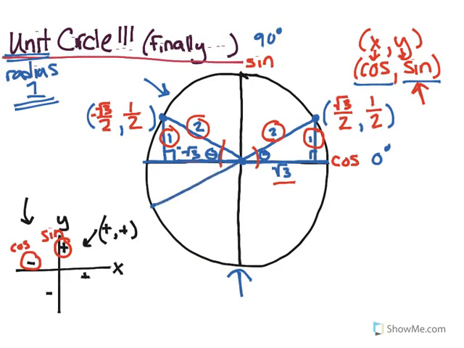Same process. Connect it to the center. Drop it to the x-axis, and these should be perfectly right on top of each other if this is done exactly. Here is our theta centered at the origin, and our ratios 1 to square root of 3.